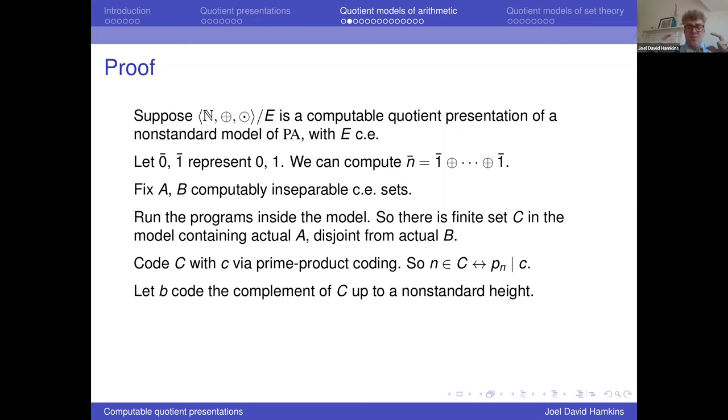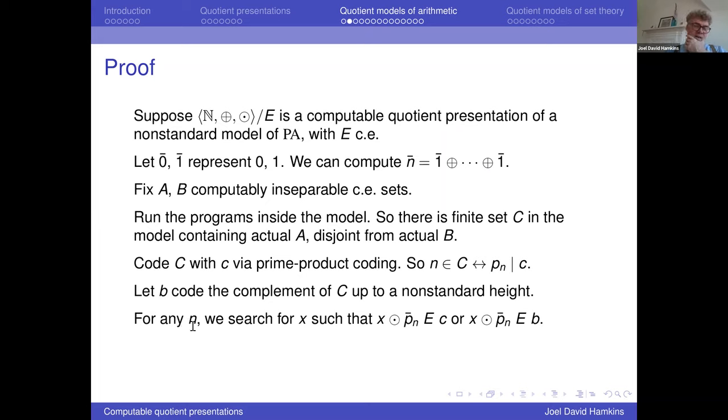So I've got these two finite sets and their complements up to that non-standard stage. And now for any given n, this is a standard n. This is what we're going to do now outside the model. For any given n, we're going to search for an x in the natural numbers so that if I multiply x by pn bar, which I can compute, I want to ask, is it E equivalent to C? Or can I find an x so that if I multiply x by pn bar, it's equivalent to B? So in other words, I'm asking, does pn divide C or does it divide B?